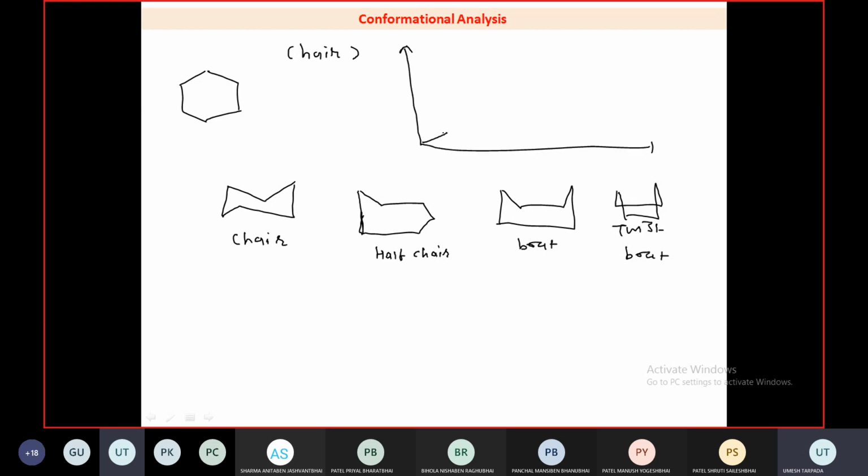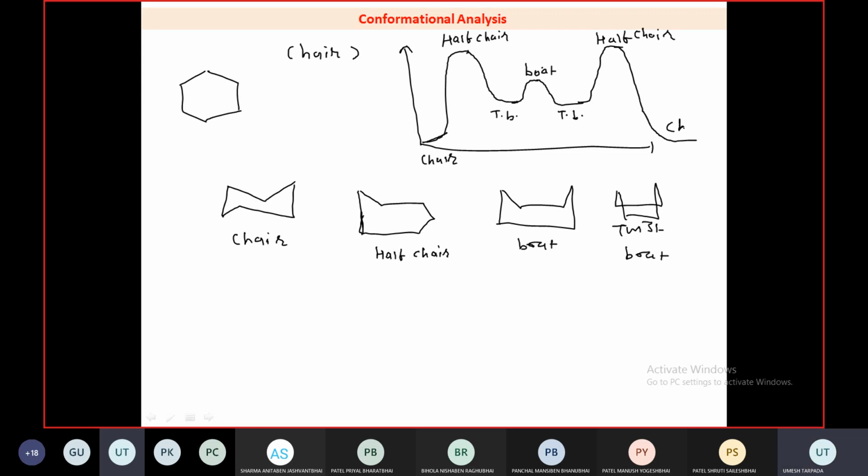Chair form has almost zero energy. It is more stable. Now chair form is converted to half chair, half chair is converted to twist boat, and twist boat is converted to boat. So this is a half cycle. Again, boat is converted to twist boat, twist boat is converted to half chair, and half chair is converted to chair. So this is a complete cycle.